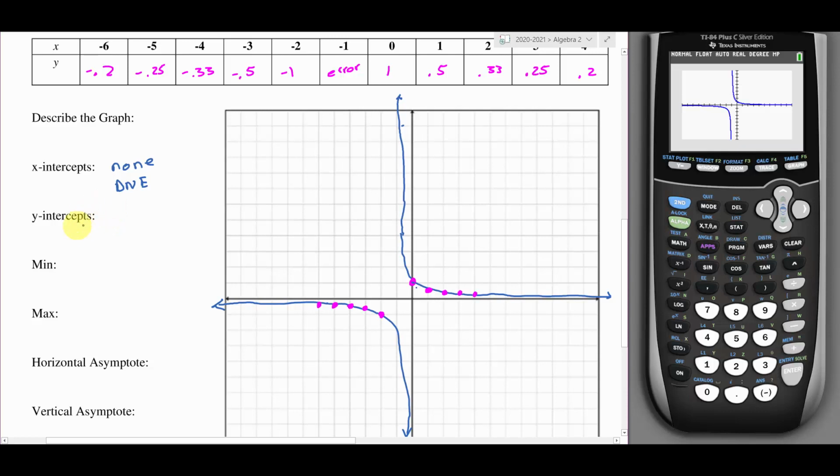All right, y-intercept, where does this thing cross the y-axis? Well, it hits the y-axis right here. We can see that one plain as day. And we can see here where x equals 0, it's at 1. So we have a y-intercept at 0, 1.